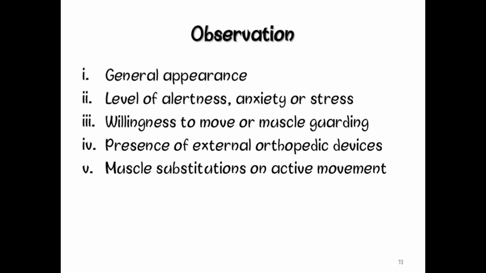Now the muscle substitution on active movement. So as you know, muscle substitutions are basically compensatory movements. So this would indicate whether there is any weakness or dysfunction. For example, if the patient has a weak hip abductor, the patient would tend to use his lateral trunk muscles or the tensor fasciae latae. Or if the patient has, for example, weak shoulder abductors, the patient would tend to use his scapular stabilizers in order to initiate the movement.